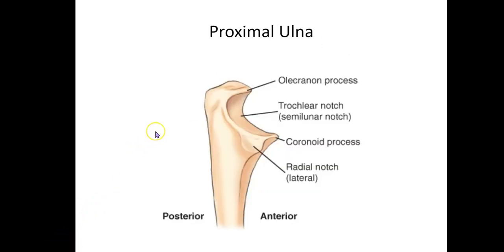Okay. The large concave depression or notch that articulates with the distal humerus is called the trochlear notch or the semilunar notch. And I think it's helpful if you can remember both terms. Trochlear notch is more common. Again, this depression articulates with the distal humerus and helps form that hinge-like joint.